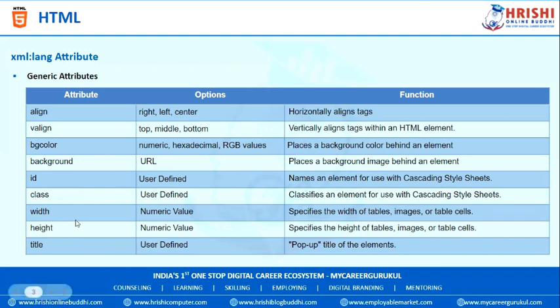Then comes width, which is a numerical value and specifies the width of a table, image, or a particular cell. Next comes height, which is also a numerical value which specifies the height of a table, an image, or a table cell. Then next is title, which is again user defined and is used as a pop-up or a tooltip in your web pages. So this is basically the XML lang attribute. Thank you.